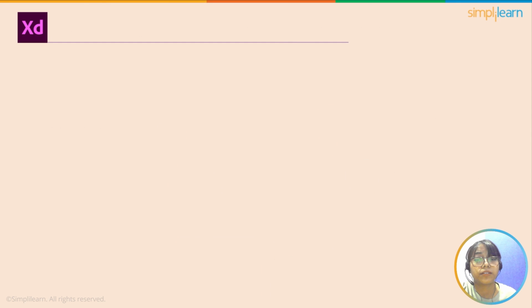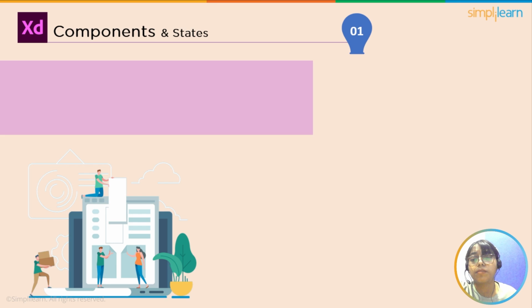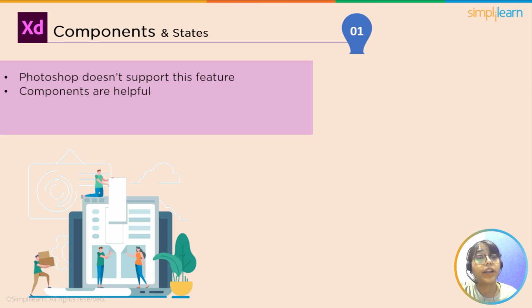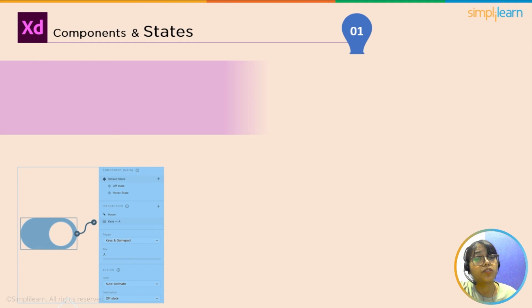So the first one is components and states. These are advanced features that Photoshop doesn't support. Components allow the creation of an element once, which can then be used multiple times in the same project. When building certain design elements like buttons and navigations and maintaining the alignments across our design, components are helpful. Changes we make to the primary components will also affect the supporting components, therefore it will be helpful for design changes.